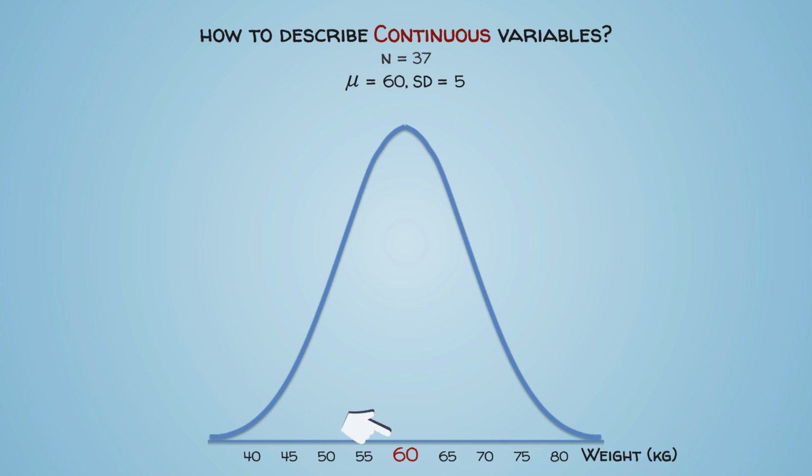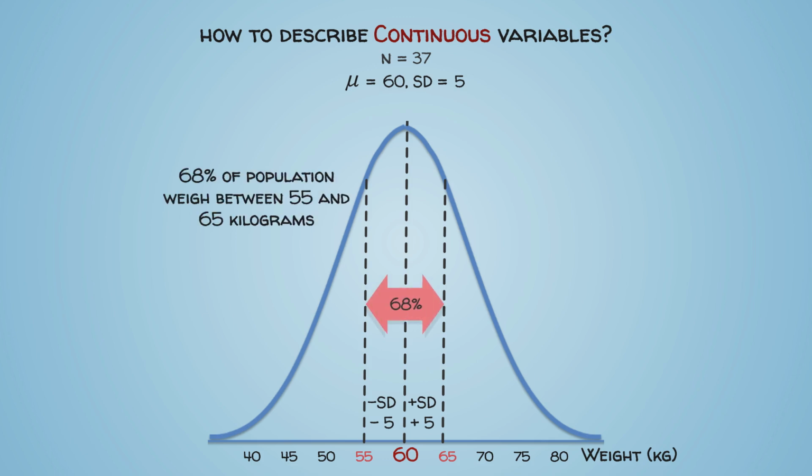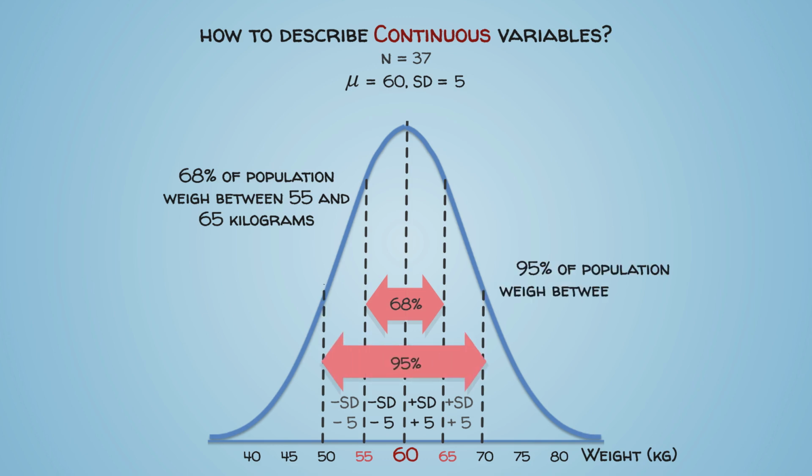As you can see, the mean is located at the center of the curve, where the frequency is also the highest. By adding and subtracting one standard deviation from the mean, we get the values 55 and 65. And by this, we can assume that 68% of the population weigh between 55 and 65 kilograms. Now, if we add and subtract another standard deviation, we get 50 and 70 kilograms, and we can assume that 95% of the population falls within this weight range.